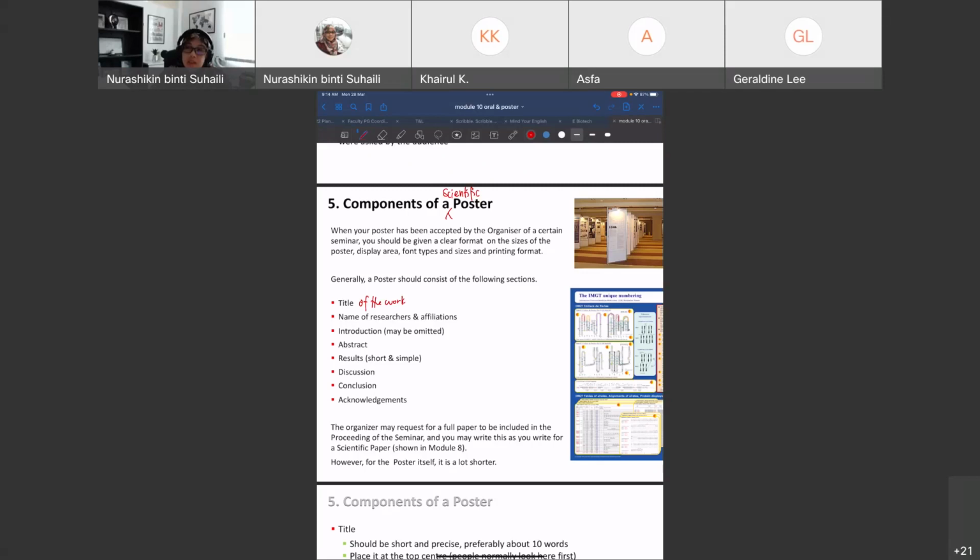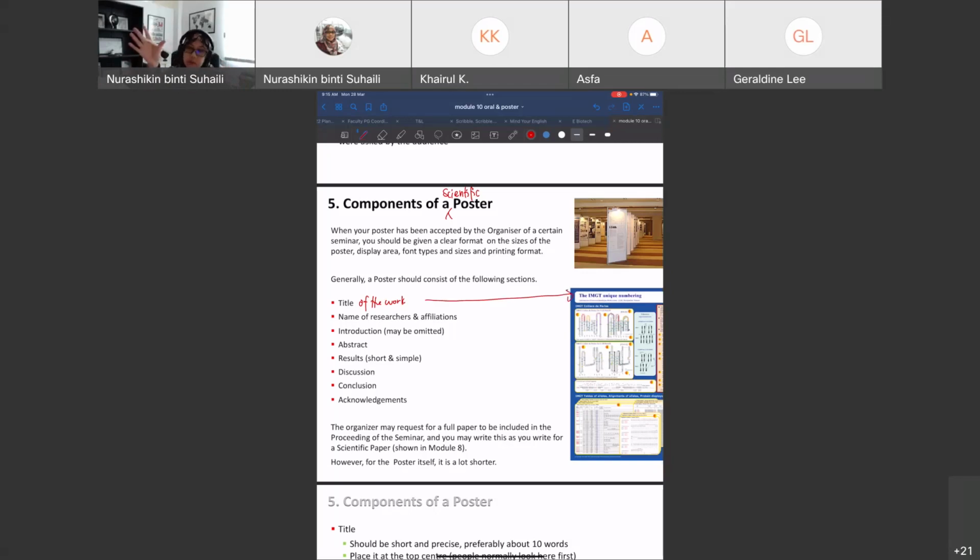Maybe, for example, isolation of thermophilic bacteria from hot spring, from Sarawak hot spring, something like that. There must be a title so that people know, okay, this work is about isolation of thermophilic bacteria from Sarawak hot spring. Those are the key terms. So this one is the title. It should be the first one.